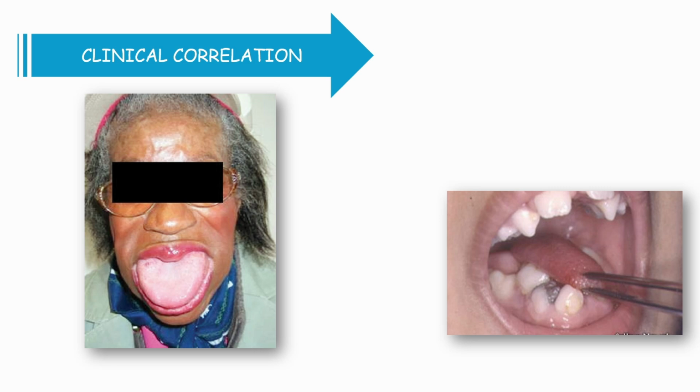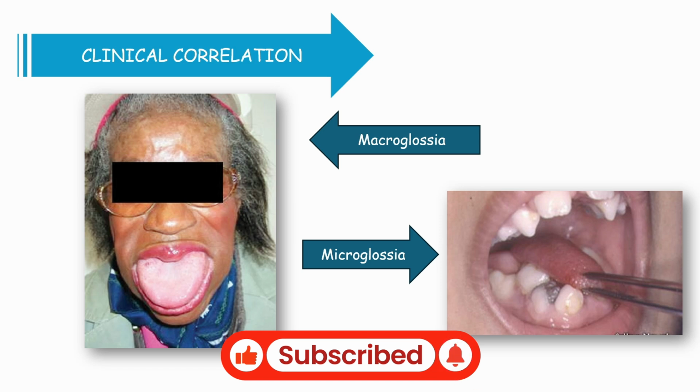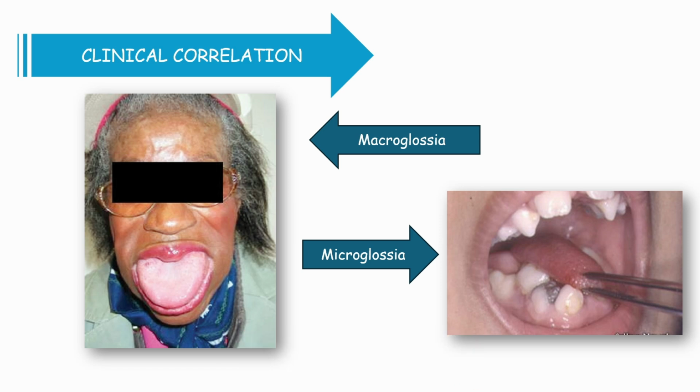The other anomalies which we see usually associated with other syndromes are basically the macroglossia, where there is a large tongue, and microglossia, where the tongue is too small. So these are some of the embryological abnormalities or the developmental anomalies which occur in the development of the tongue.